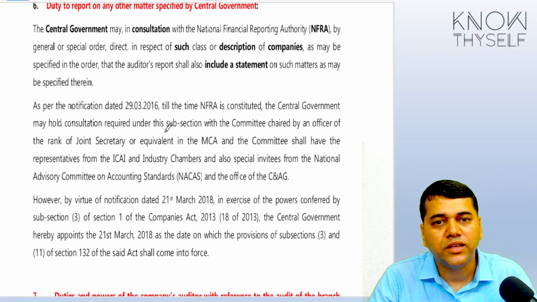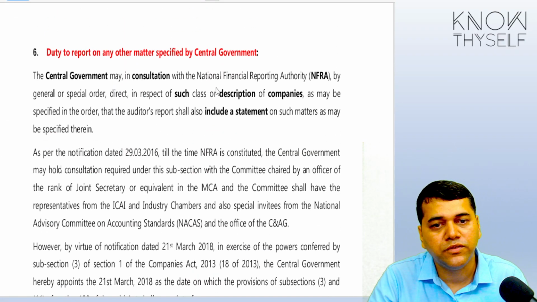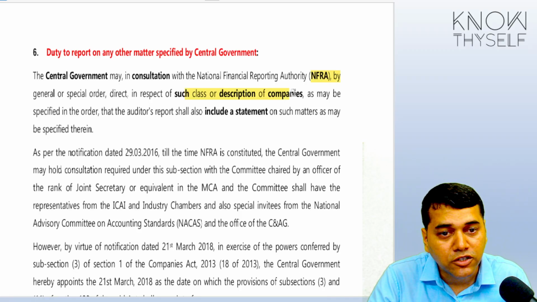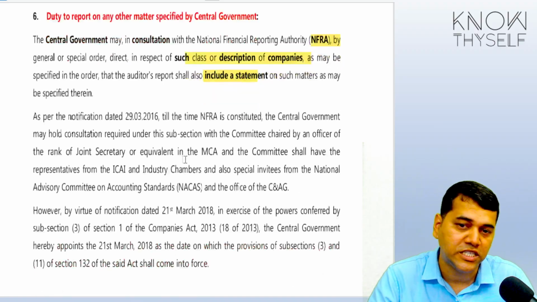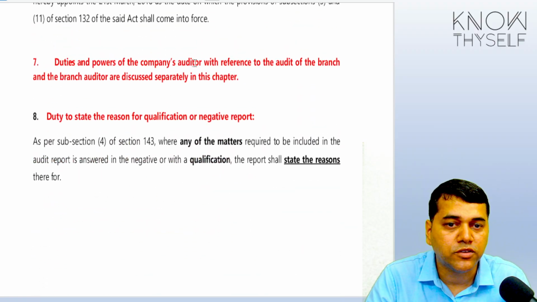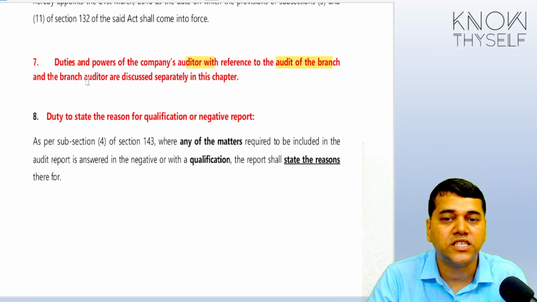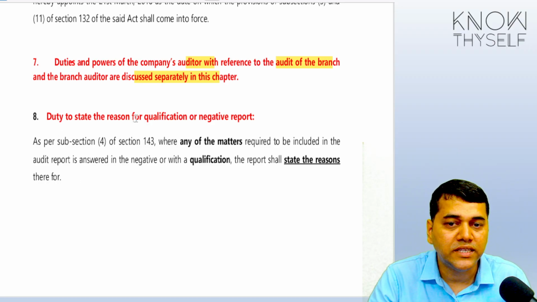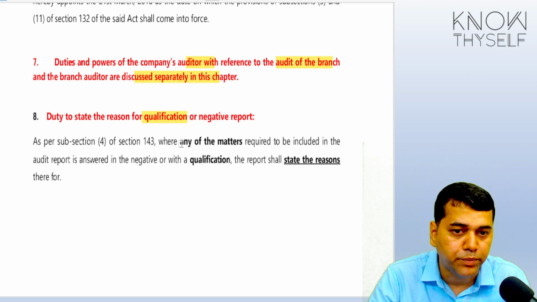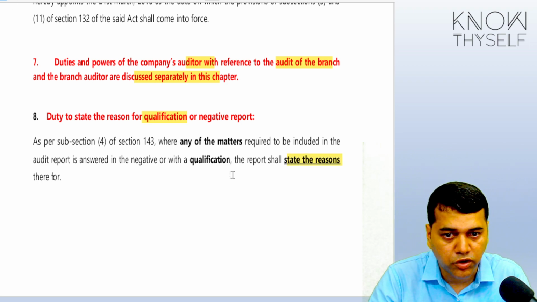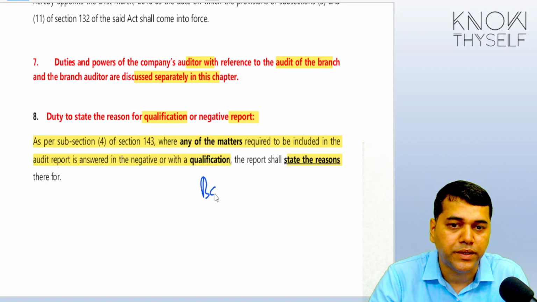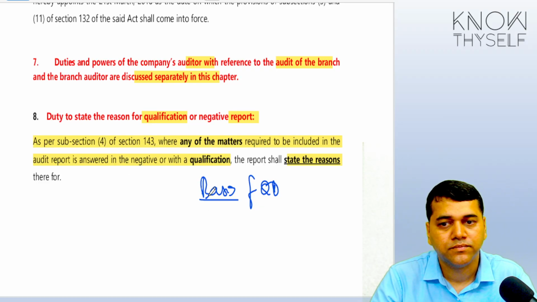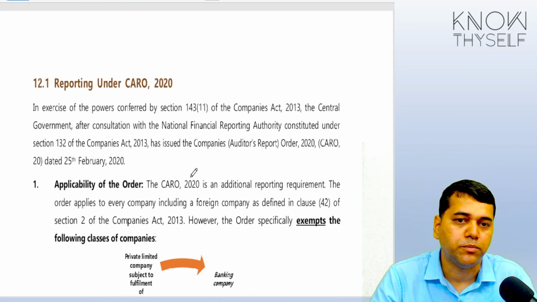Now, duty to report on the other matters specified by the central government. So if the government, after consulting with NFRA, tells anything to the specified class of companies, they should include that statement also. Now, duties and powers of the auditor with reference to the audit of branch, okay, they have been already discussed in 143. Duty to state the reason for qualification. So whenever you give a qualified opinion, you have to state the reason. And this is what we call basis for the qualified opinion or adverse opinion. Yes, so there are 8 aspects to be reported.